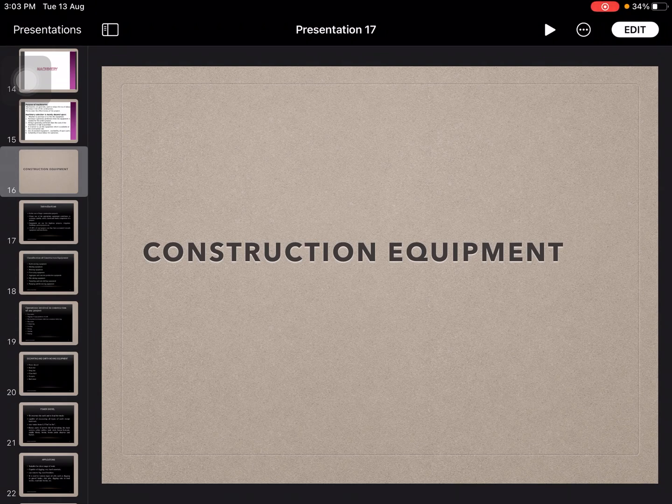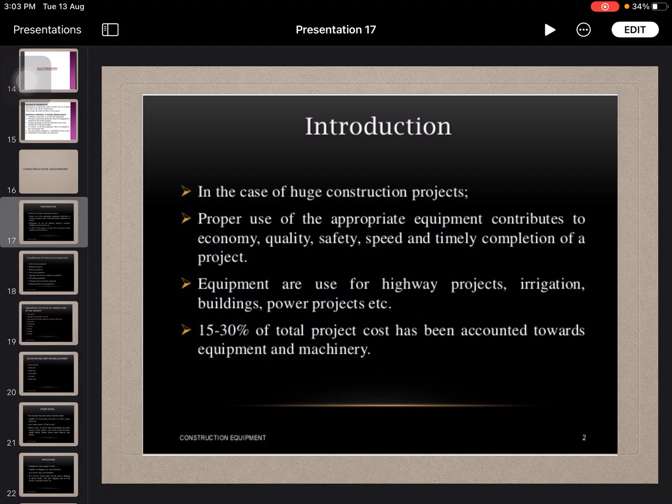Various construction equipments are beneficial for the purpose of construction. Huge construction projects naturally cannot be done by human labor. Equipments can contribute to economy, quality, speed of construction, and timely completion of the project. In that context, equipments are used in major projects like highway, irrigation, building, and power projects. 15 to 30% of the total project cost will actually go towards equipment and machinery.